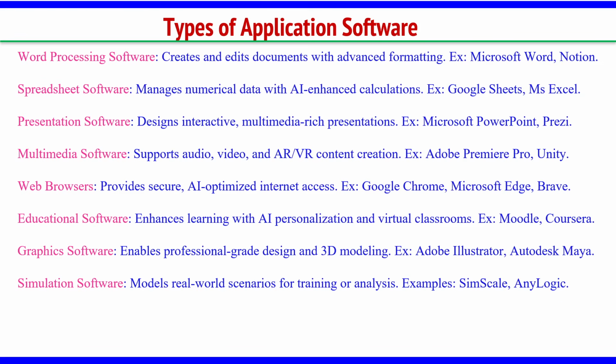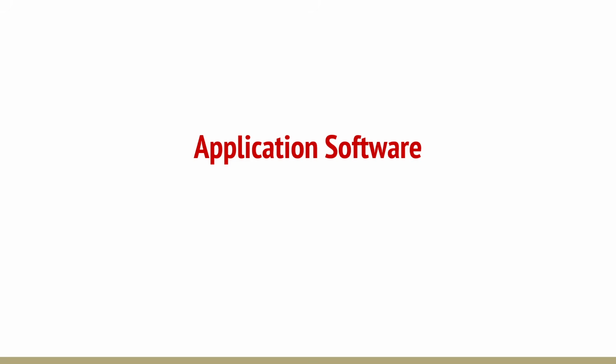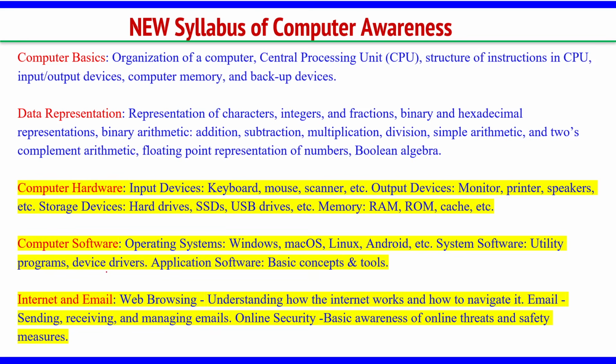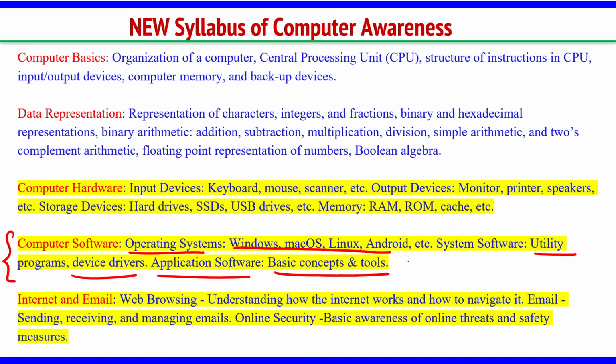So this is about the entire second module I was talking about. If I go back to the syllabus, this is what we are talking about. I have just covered computer software. In this we talk a little about operating systems and different operating systems, system software, utility programs, device drivers, and then application software, basic concepts and tools. Tools means they might ask about MS Word, MS Excel, all those are application software. Here nothing is mentioned about which tools, so it's an open-ended point. Anything can be asked, we cannot predict that.